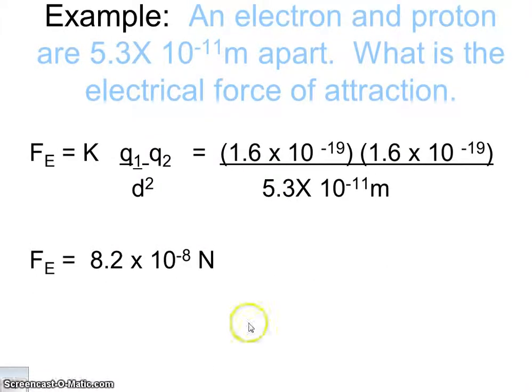And here's an example. An electron and proton are, and they're giving you the distance here. That's going to go down here where D is. What is the electrical force of the attraction? So what you're going to have here is 1.6 times 10 to the negative 19th. You have it twice for Q1 and Q2. And you have 5.3 times 10 to the negative 11th, which is given to you. And it looks like we're missing K. K would go right in here, and you multiply it by this whole thing, and you end up getting 8.2 times 10 to the negative 8th newtons.